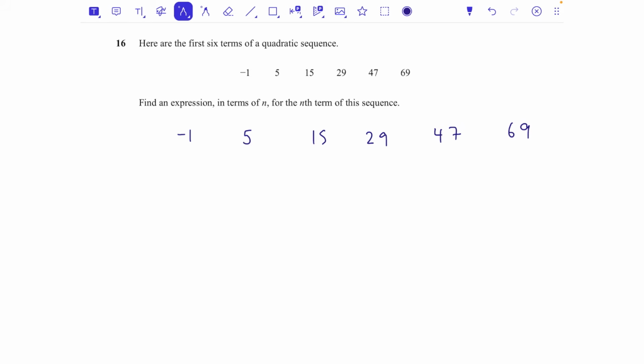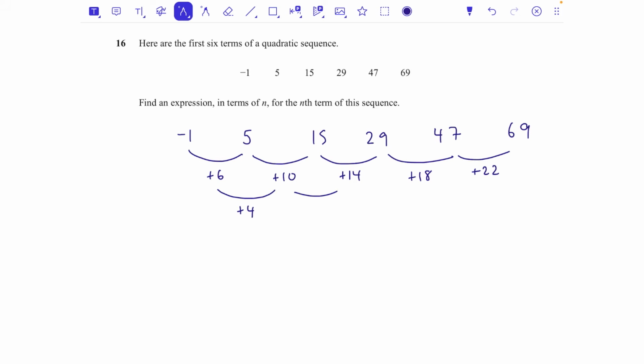For a quadratic sequence, we're going to do the first difference, plus 6, plus 10, plus 14, plus 18, and then plus 22. And then because those values will be different for a quadratic sequence, we always do the second difference. Add 4, add 4, add 4, and add 4. And that should always be the same number. If it isn't, you've done something wrong, go back and have another look.